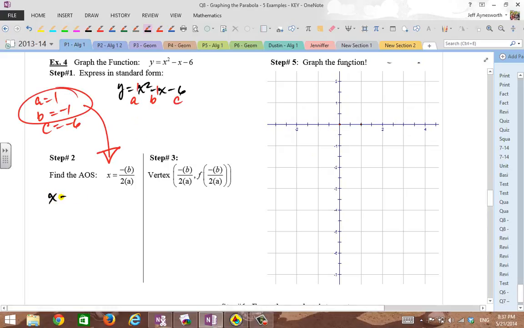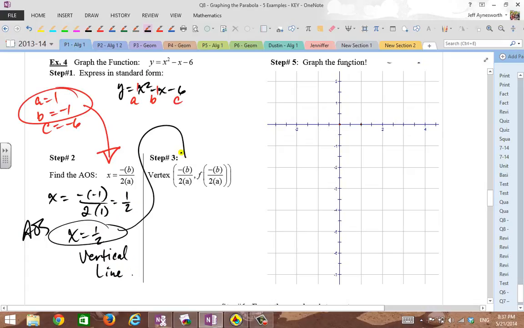Okay, next one. We have x equals -b, and b is -1, divided by 2 times 1. That's 1 divided by 2, or a half. So my axis of symmetry is equal to 1/2. And remember, that's a vertical line, as I keep on repeating myself. It also gives me the x-coordinate of my vertex. So I know the vertex is 1/2 comma something.